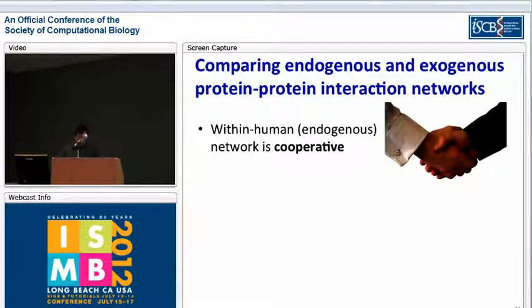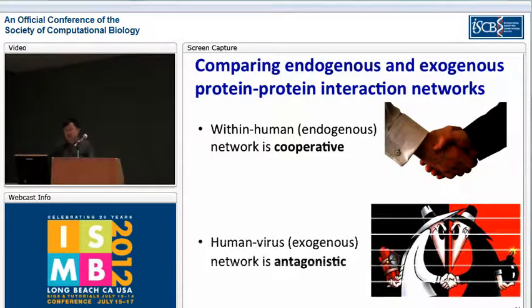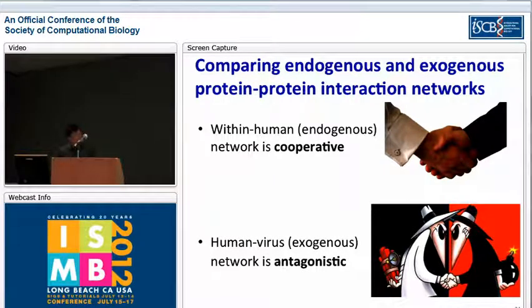So all lines of evidence support the concept that within the human, protein-protein interaction is cooperative, right? Proteins within the human talk to each other to achieve a common goal, which is to make cells and organisms more fit. Whereas human-virus interactions tend to be antagonistic, right? You have all these concepts of mimicry, hijacking, and arms race, and a lot of these signatures show up in a global, statistically significant way in the structure-interaction network.